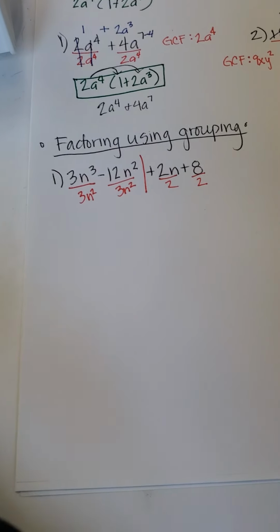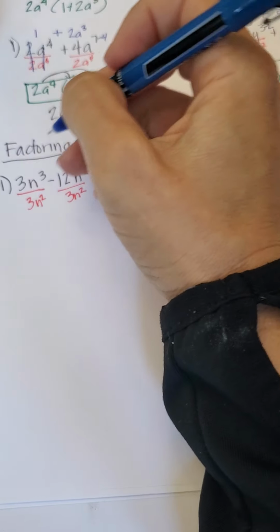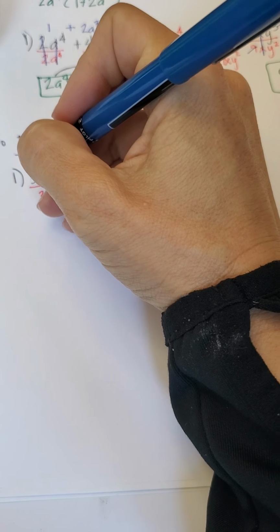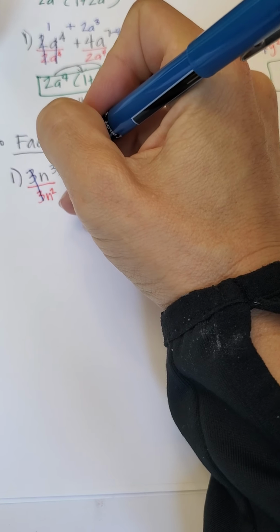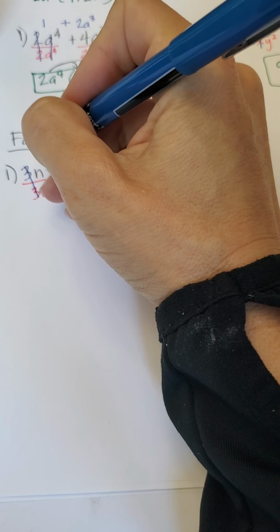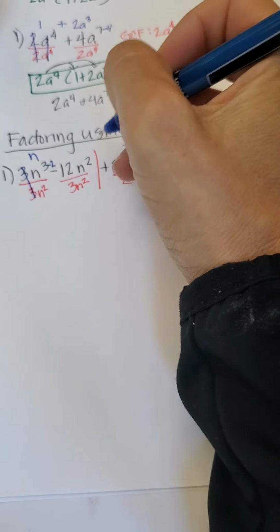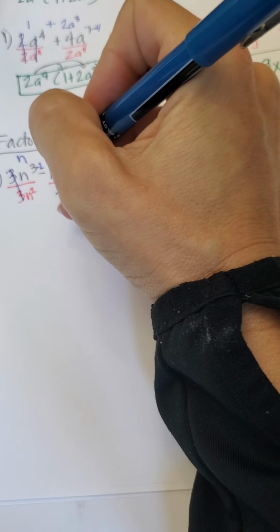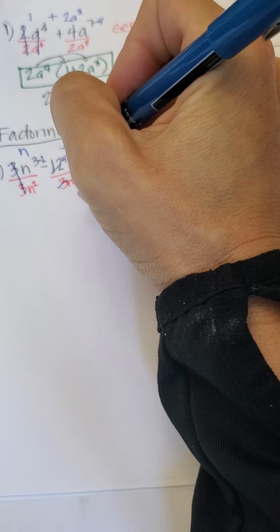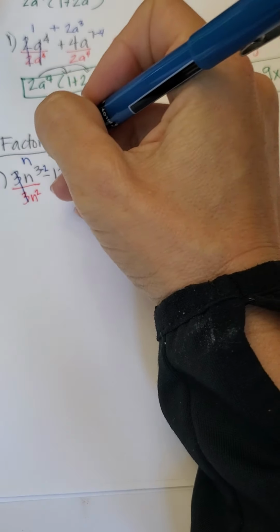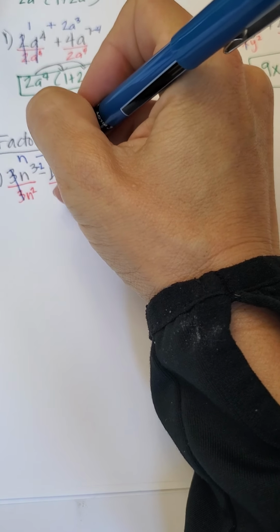So then after I found those GCFs for each of the groups, I'm going to do that same division like we did before. So 3 divided by 3 is 1. n cubed divided by n squared, I'm going to subtract my exponents, giving me n. 12 divided by 3 is 4. n squared divided by n squared is 1. So I get n minus 4.